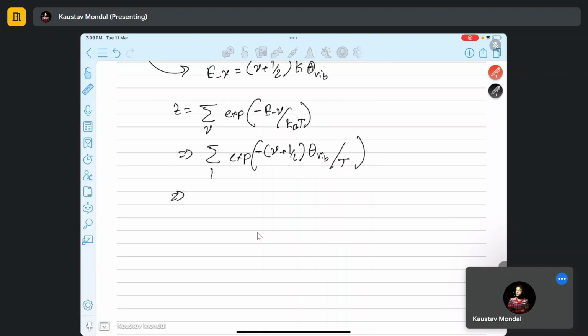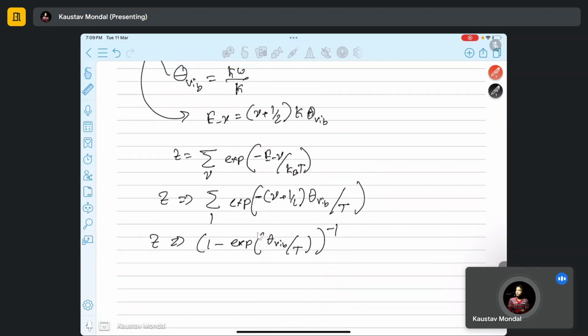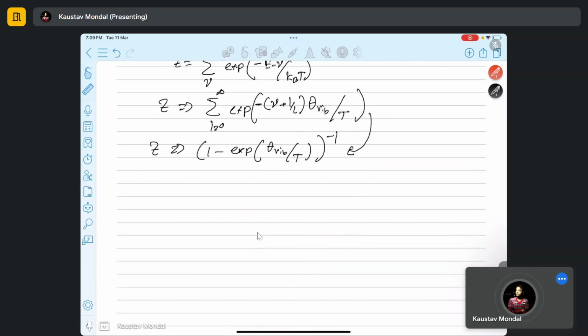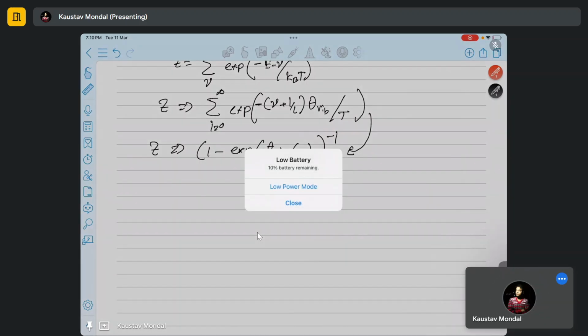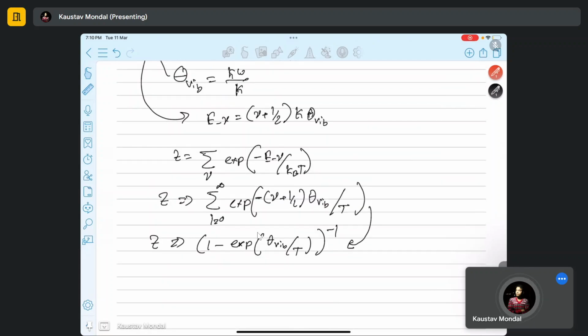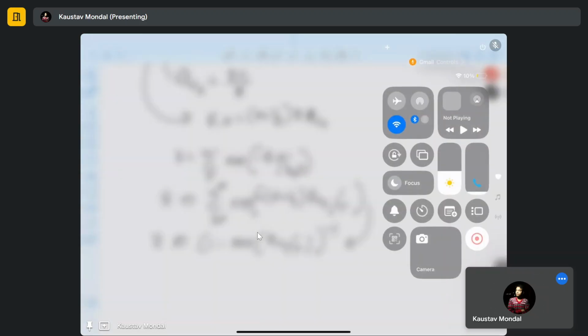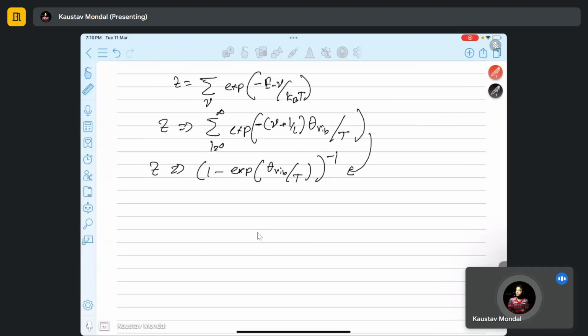If you do the summation, it is an infinite geometric series. This basically gives you 1 minus exponential of minus theta v by t, the whole to the power minus 1. That gives the partition function, right? This is nothing but an infinite series, with i going from 0 to infinity. For an infinite geometric series we know the expression for the summation value. So this gives us the partition function.